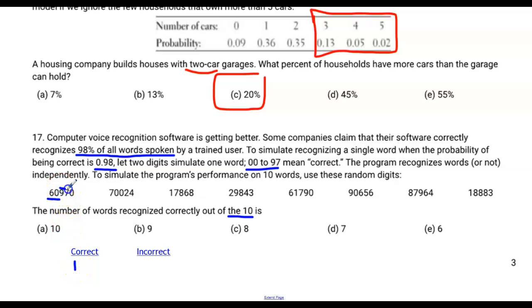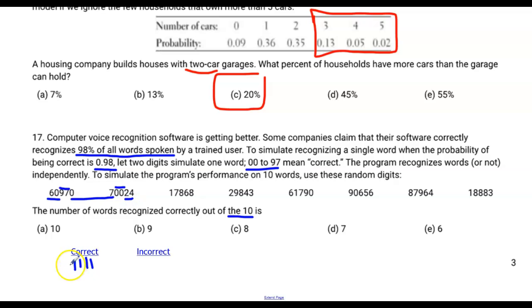Now I'm going to do the next one, which is 97. Remember, 97 is right on the cusp, but it still means correct. Perfect. 07 is going to mean another correct. And then 00 is going to mean another correct. Wow, we're not really going to get an incorrect unless the digit is either 98, 99, or 100. Maybe a little bit of foreshadowing. So we've done 4 already.